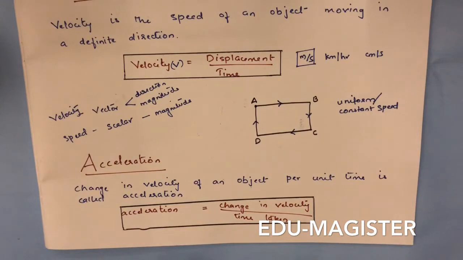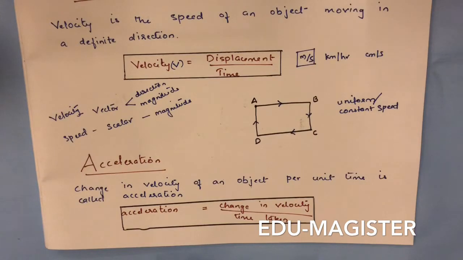But now, consider a non-uniform motion. In this case, velocity will change, right? At different instants, the object will have different velocities. So here, change in velocity is not 0, because since the velocity is not the same all the time, there is always a change in velocity.